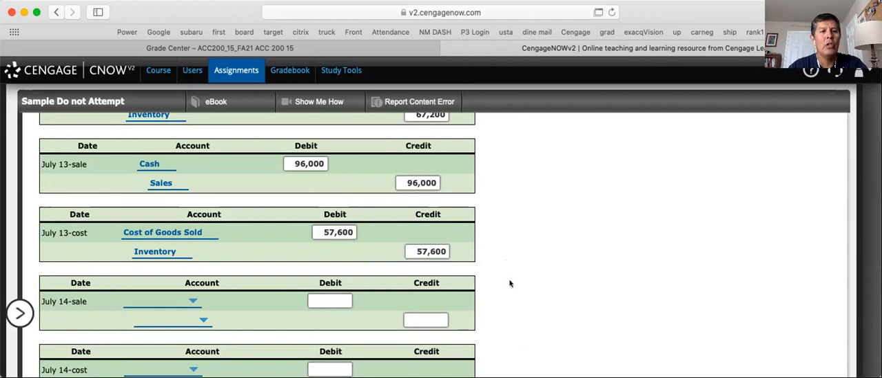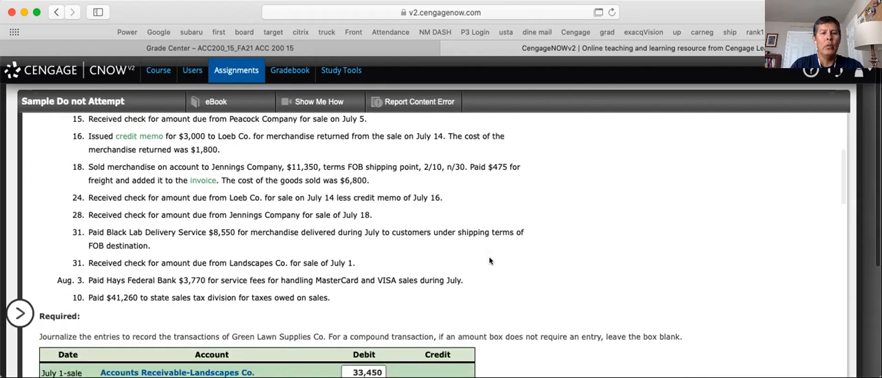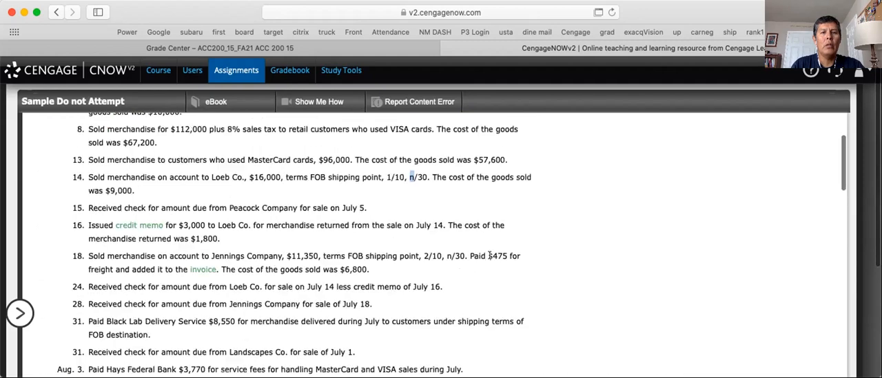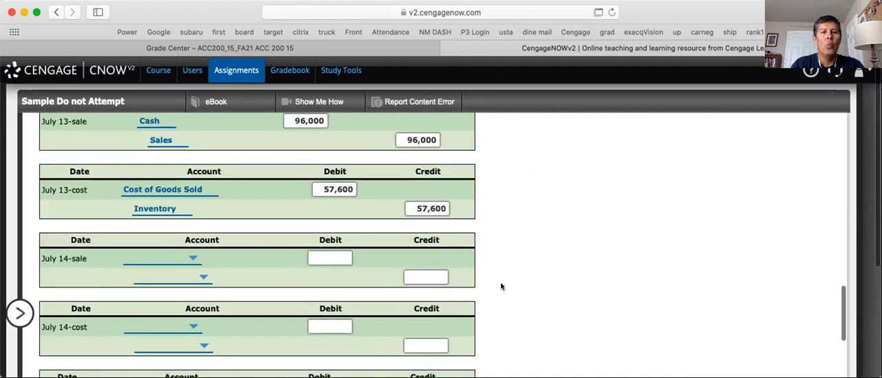Now we've got to go to July 14. Sold merchandise on account. When I hear account, you automatically have to think receivable. Loeb Company, $16,000, terms FOB shipping point. They get a 1% discount if they pay within 10 days, but the balance is due within 30 days. Cost of goods sold was $9,000. So we're going to go down here. Our amount was $16,000, and they're getting a 1% discount.